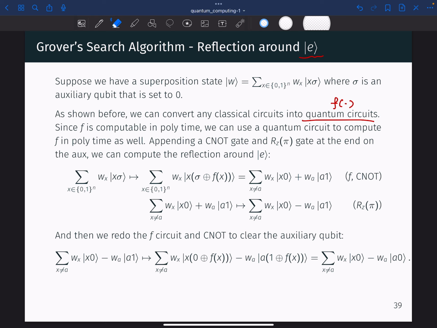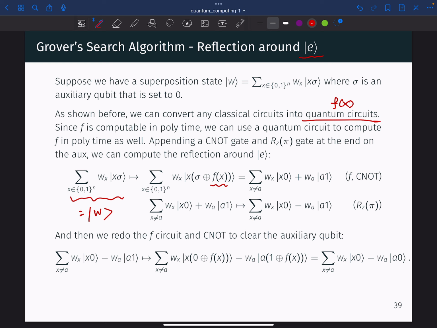So we'll be appending a C0 and RZ gate at the end, and we will show that this is actually equivalent to doing a reflection around E. Let's go through this step by step. Here is our input state W. We'll first compute the SAT formula using a quantum circuit. So we'll get f(x) here, and then we'll use the C0 gate to add it to the auxiliary bit.